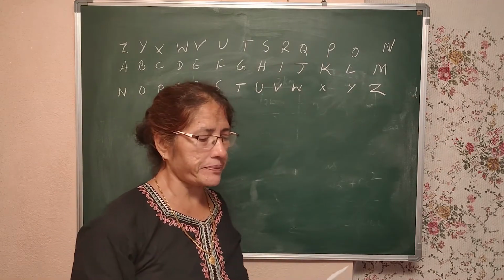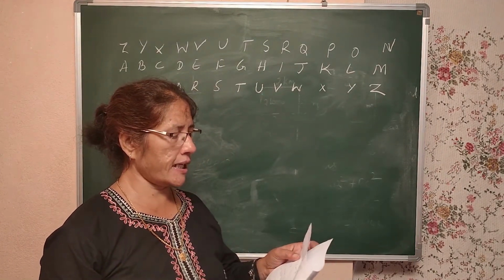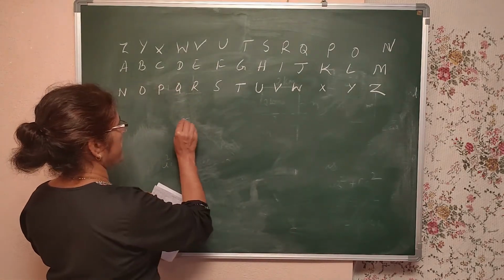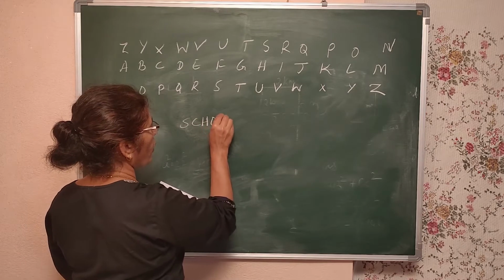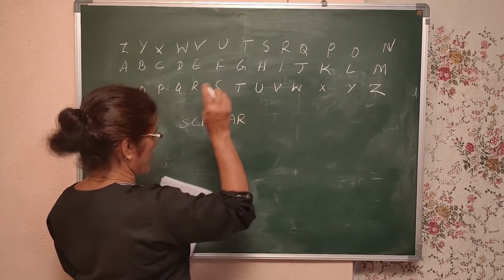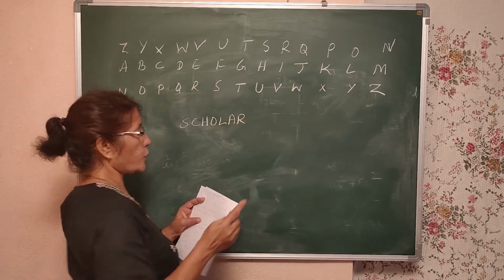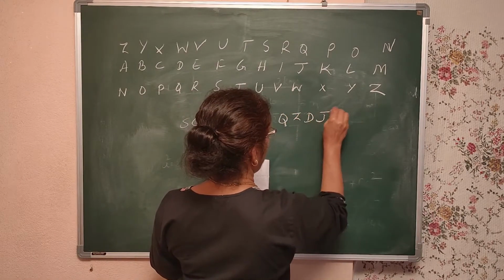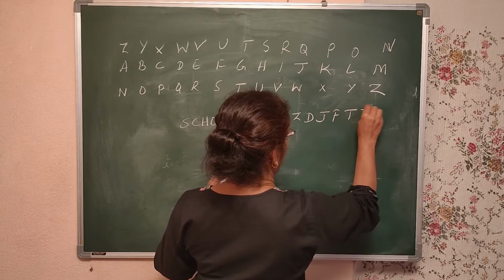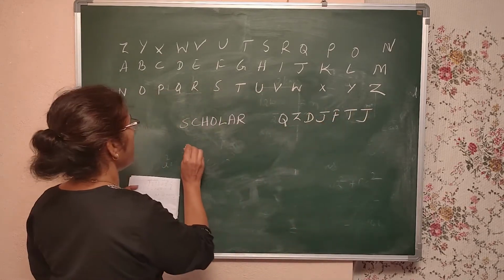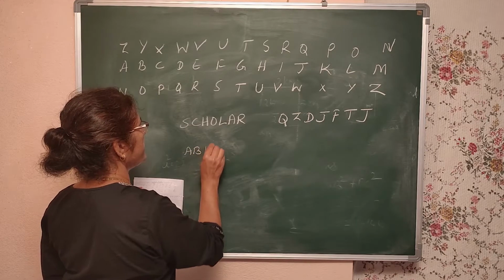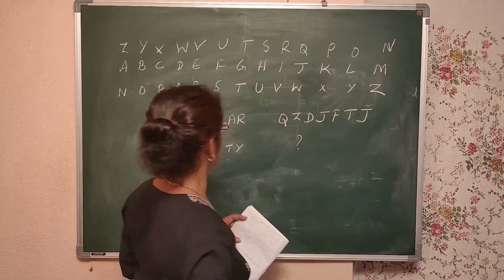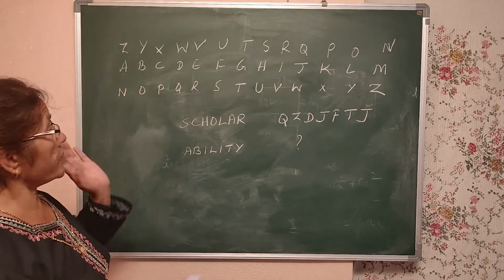Okay, first question. If SCHOLAR is coded as QZTDJFPJ, then ABILITY can be coded as what? You should be able to find out.